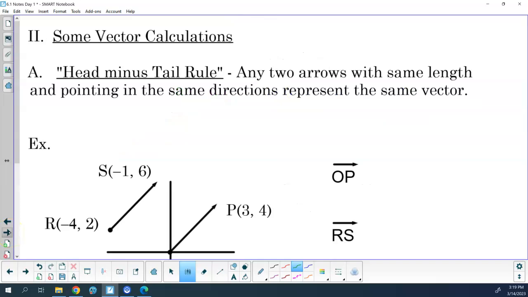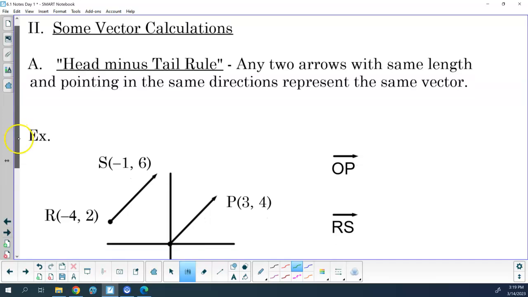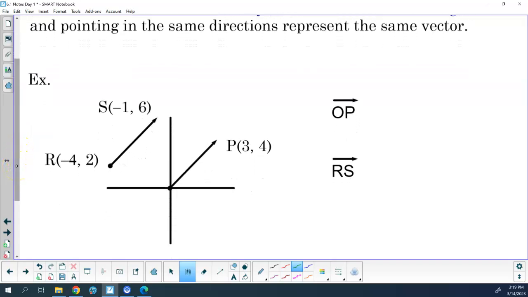Head minus the tail rule. Any 2 arrows with the same length and pointing in the same direction represent the exact same vector. Okay? Now, we can figure that out by doing head minus tail. So these are the same vectors, provided that they both have the same component form. So if I do head minus tail, I'm going to take x of the head minus the x of the tail. So -1 minus -4 is going to be the x component of this one, and then 6 minus 2.